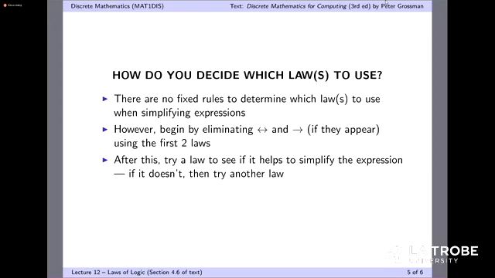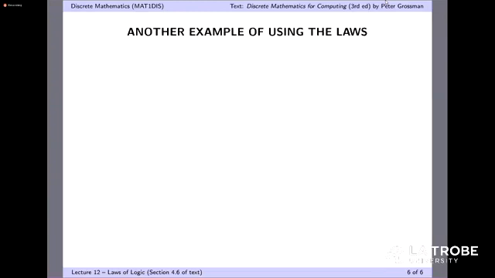After this, try a law to see if it helps to simplify the expression. You will be the judge of that, and that can only happen when you've done a few questions to find out which law to use. So the process certainly gets easier with practice. Nothing else. So let's do some practice here, and if you have any questions, you can ask any time.